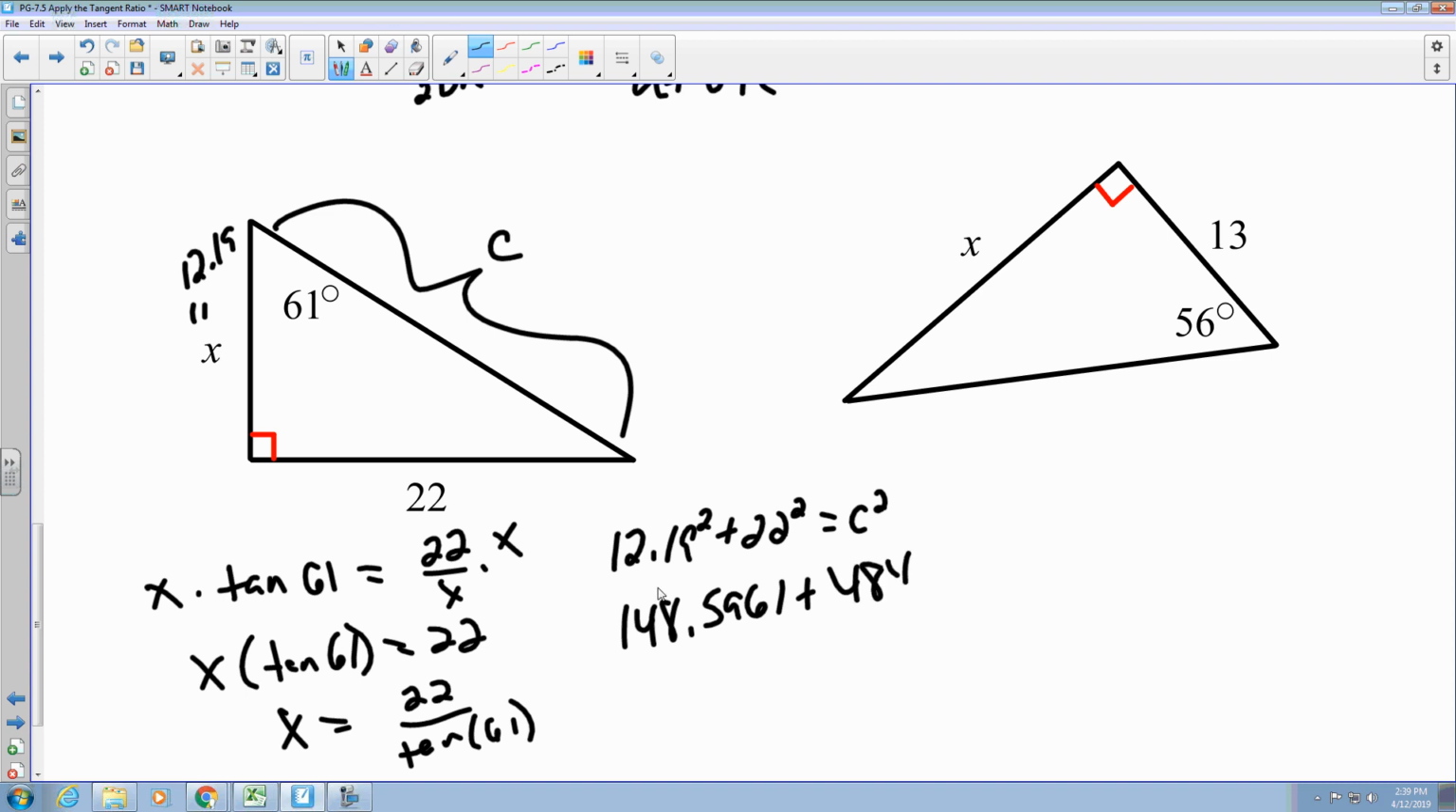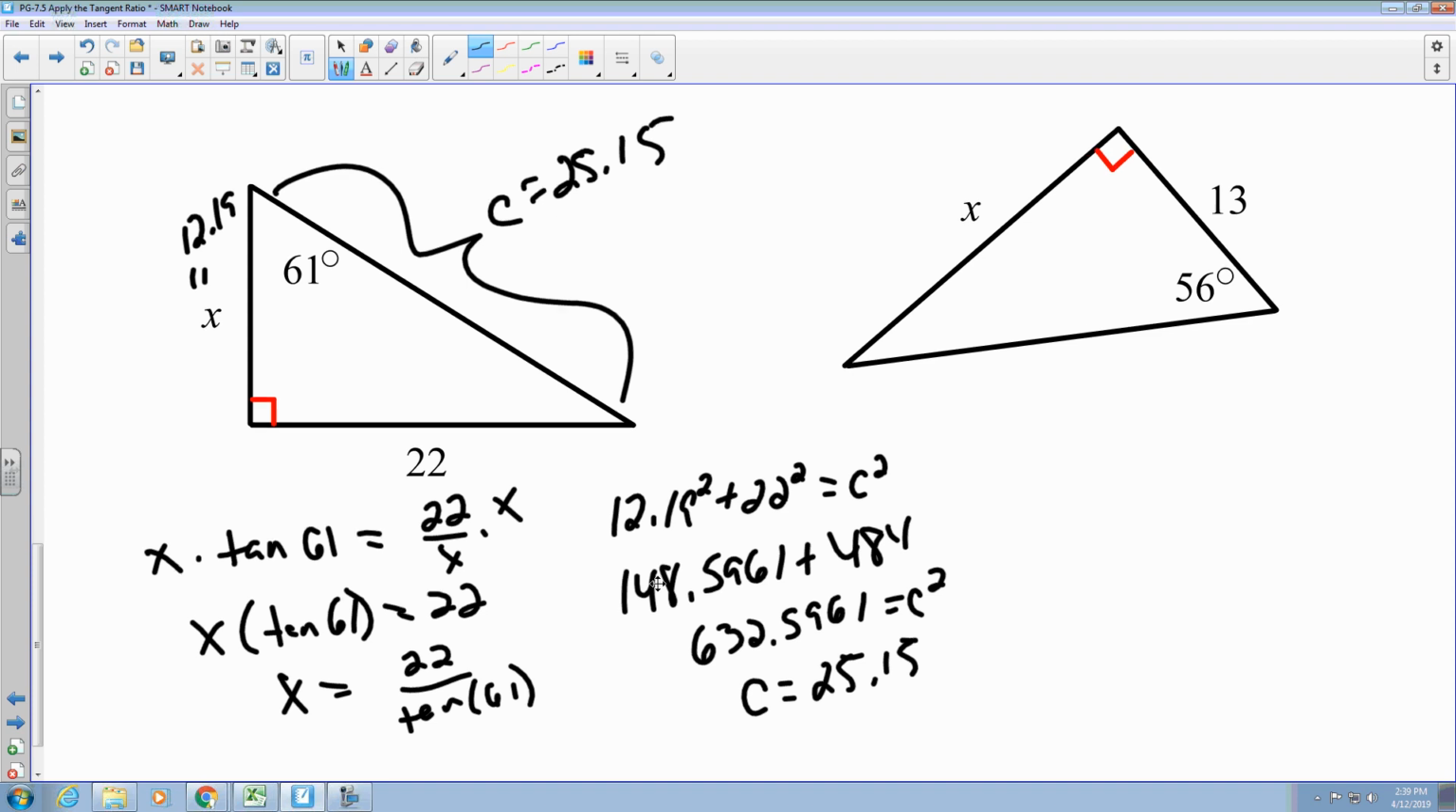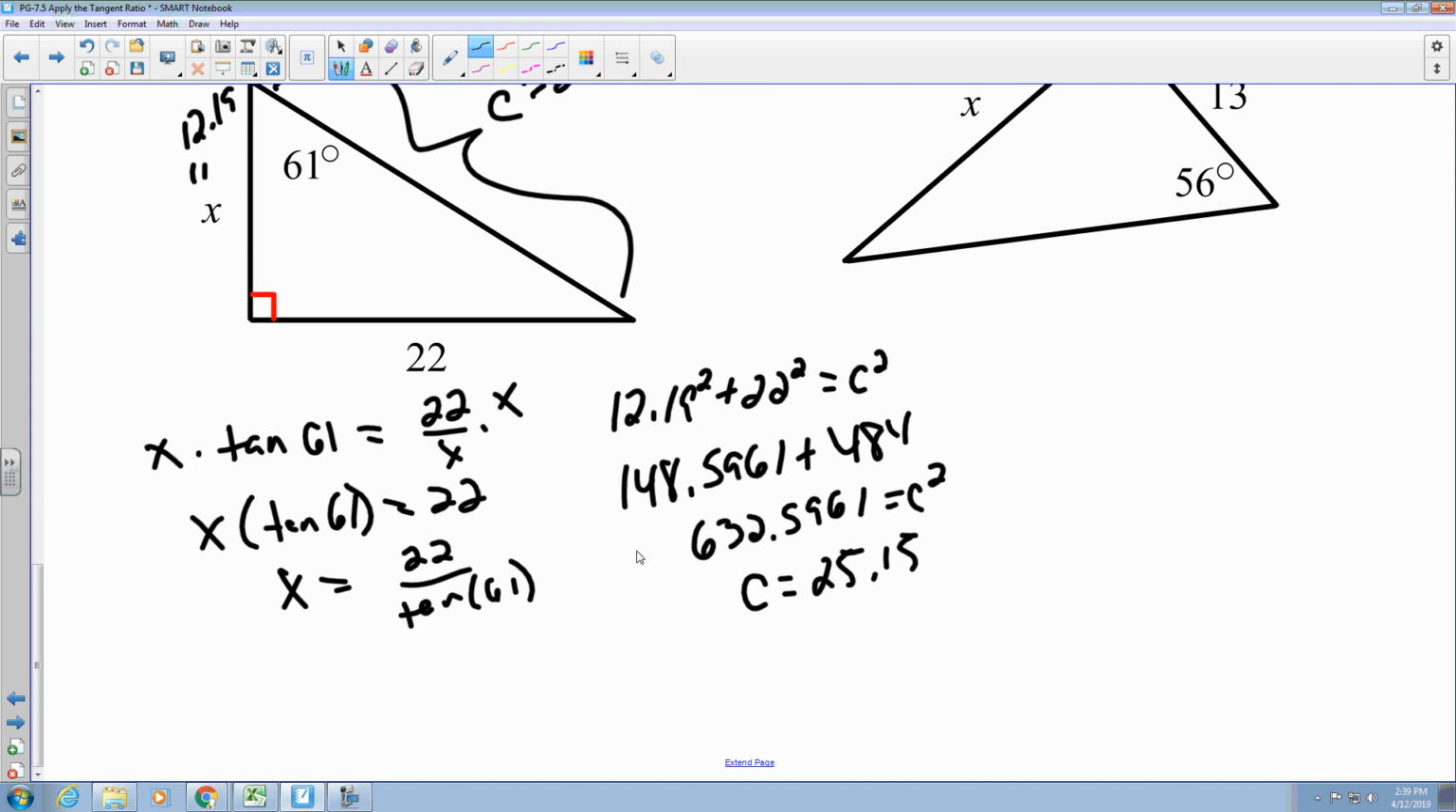Add that to the 148.5961. That equals 632.5961. That equals C squared. To find what my value of C is, take the square root of 632.5961. So C in this case is going to equal 25.15 approximately. So now we have all the information we need to find the area and perimeter of this triangle.